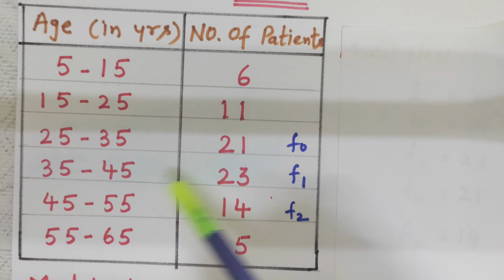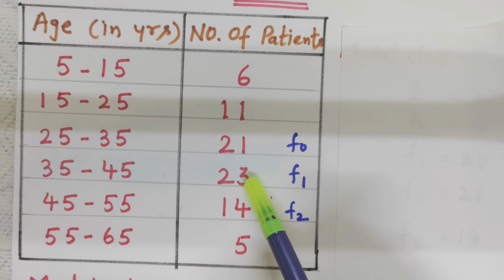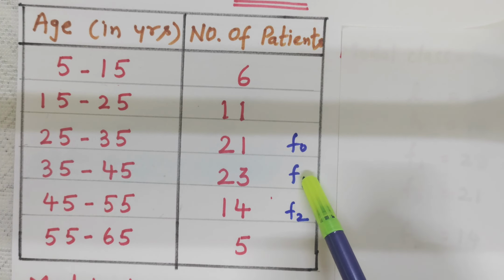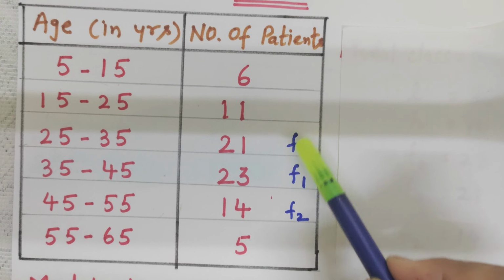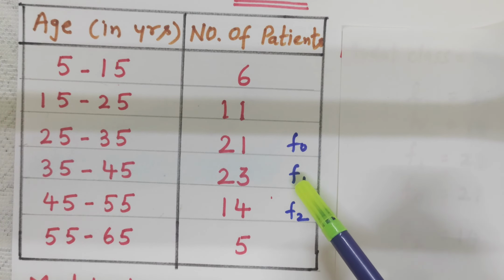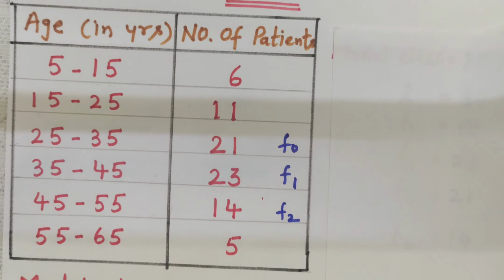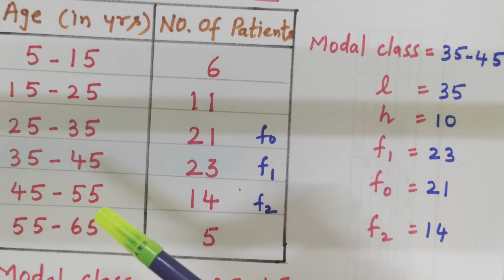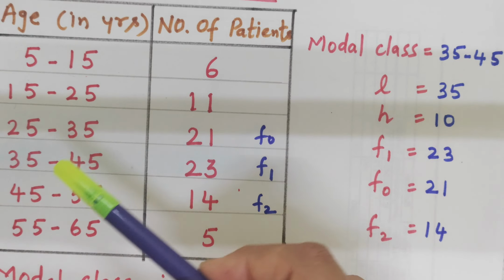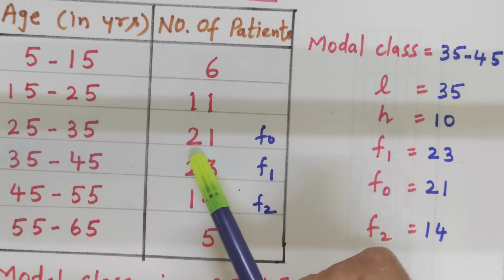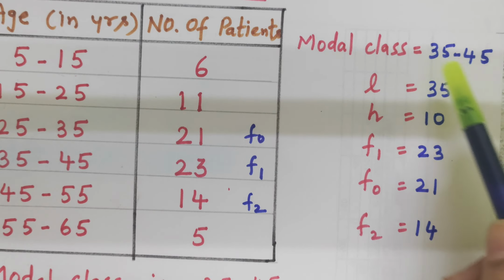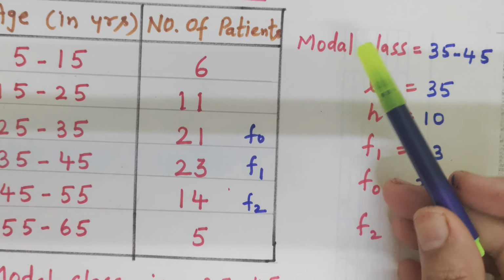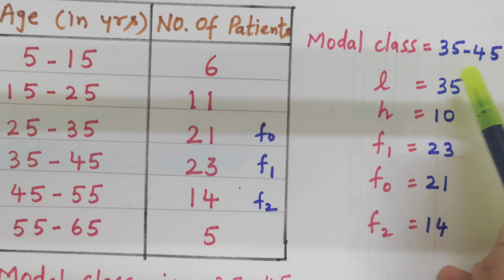The frequency in front of the modal class is f1. The frequency just above the modal class is f0 and the frequency just below the modal class is f2. To find the mode, first of all we find the modal class, and we need to write all this information whenever you solve for the mode. The modal class is 35 to 45.